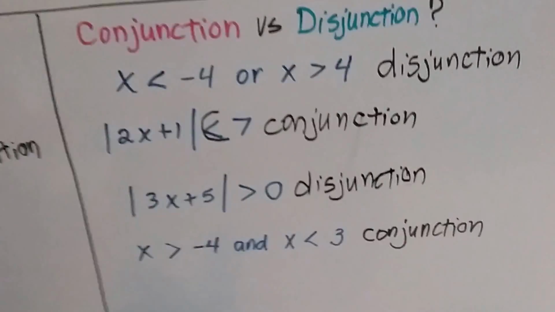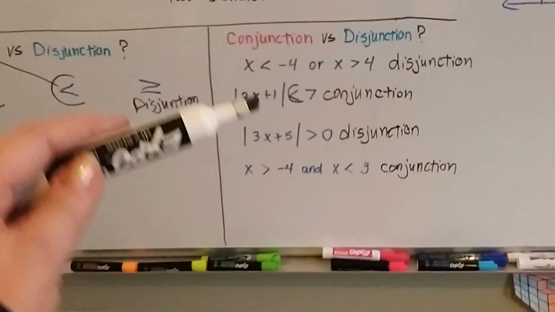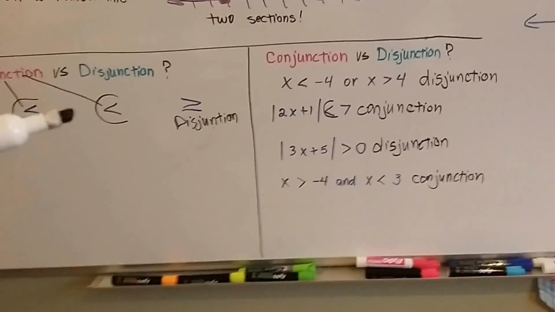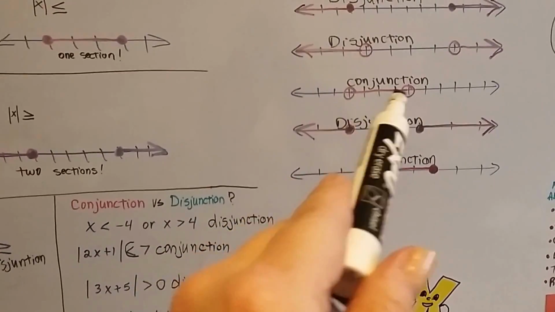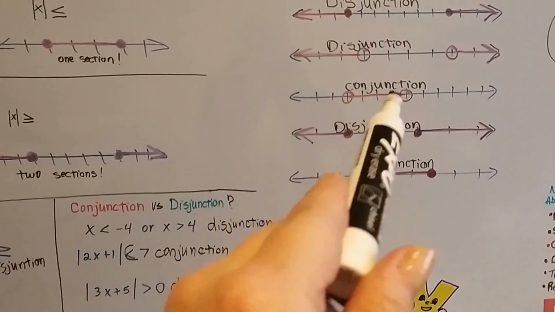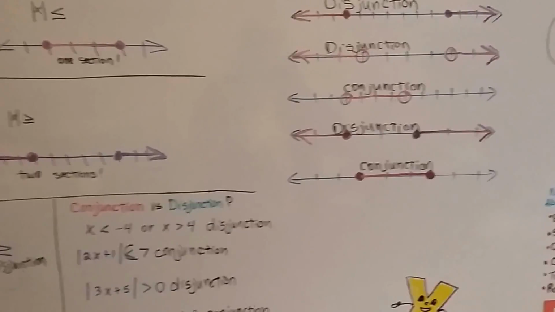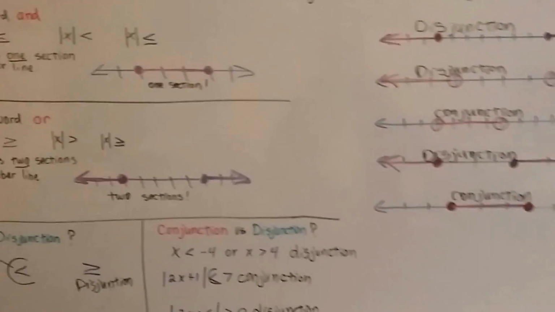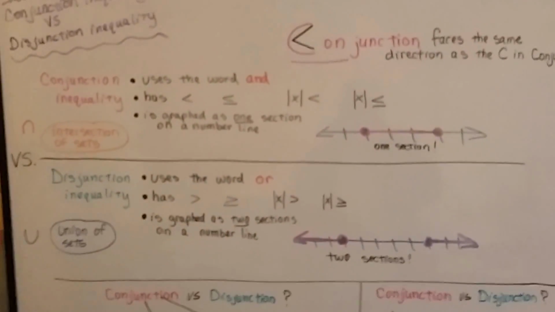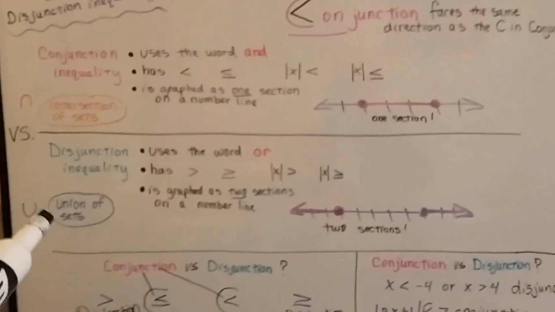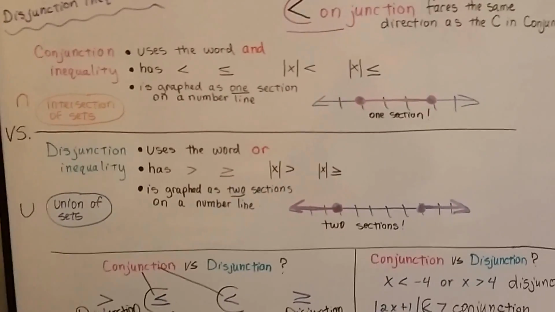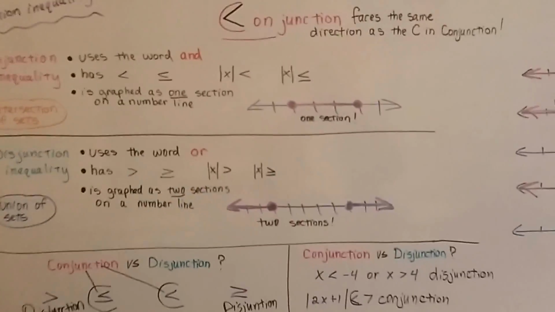So what you need to remember is, if the sign is facing the same way as the letter C, it's a conjunction. If it has one section of the graph filled in for its answer, that's a conjunction, okay? Disjunction has two sections, okay? And conjunctions are intersections with that symbol. And a disjunction is a union of sets, okay? I hope this helps you.